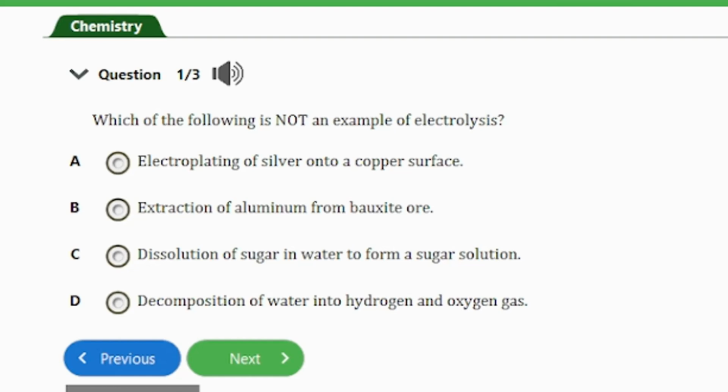So guys, the answer to this question is option C. Dissolution of sugar in water to form a sugar solution is not an example of electrolysis. The dissolution of sugar is a physical process and does not involve any chemical change. So that's the answer to this question. Let's consider the next question.